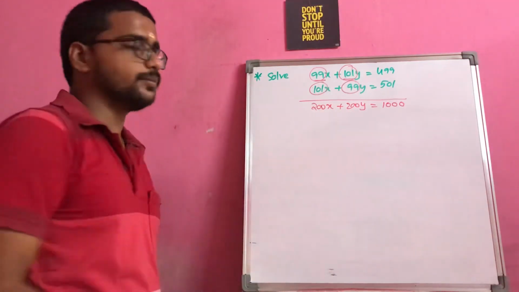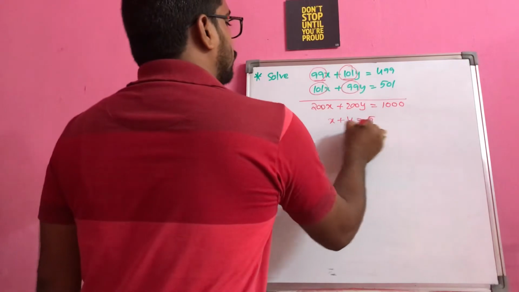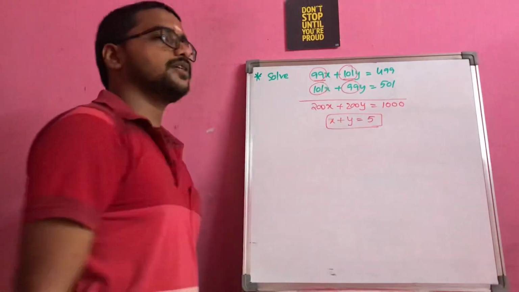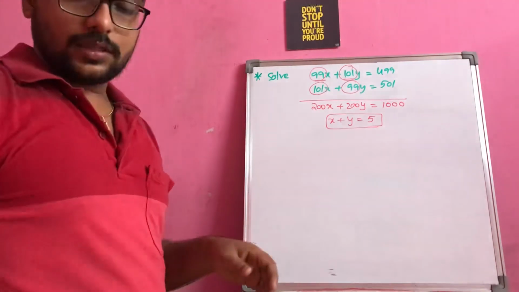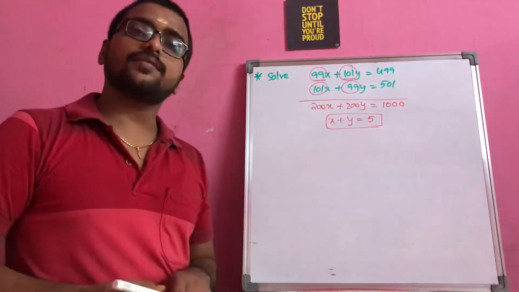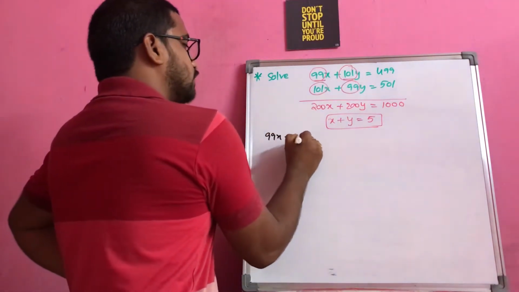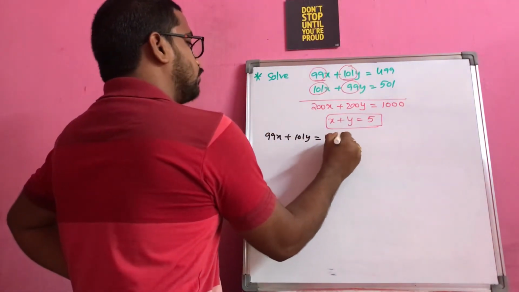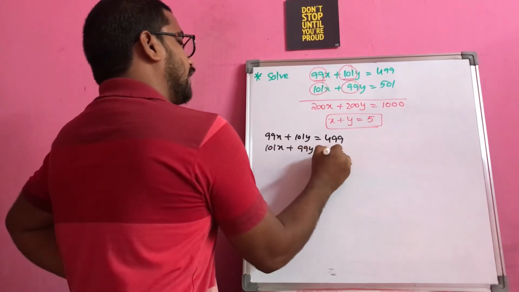This is the first information. I can cancel out 200 throughout this equation, then I will get x plus y is equal to 5. So we tried with the addition. Why can't we try with the subtraction? So for the same equations, 99x plus 101y is equal to 499. 101x plus 99y is equal to 501.